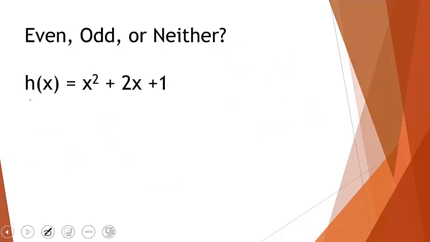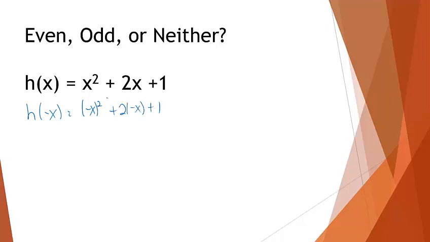Taking a look at this last example, we'll do the same and fill in our negative x. I have an even exponent this time, which tells me that that negative is going to take care of itself, and we have positive x squared. 2 times negative x is negative 2x plus 1. So this time function h evaluated at negative x gives us that.